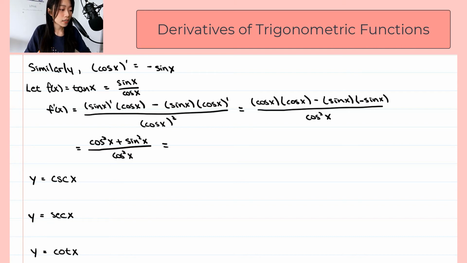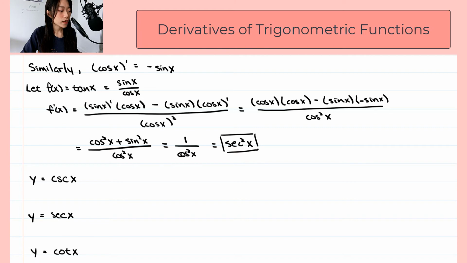And cosine of x squared plus sine of x squared equals 1. So this equals 1 over cosine of x squared, which also equals secant squared. So the derivative of tangent of x is secant squared. Now let's find the derivative of cosecant, secant, and cotangent.